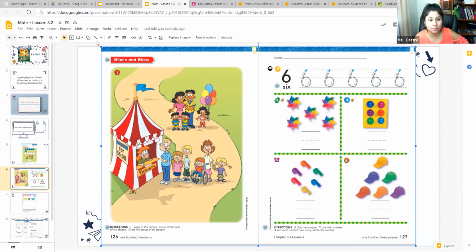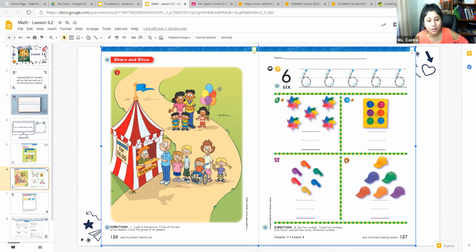Why don't we try counting the balloons? Who wants to help Miss Castro count the balloons? Riley, go ahead. Count the balloons nice and loud. 1, 2, 3, 4, 5, 6. Excellent. So we have 6 balloons. Riley, do we circle that group if it has 6? Yes. So boys and girls, for the group of balloons, I want you to circle them in a big circle because we did count a group of 6. So everyone's circling the group of balloons because we have 6 there.